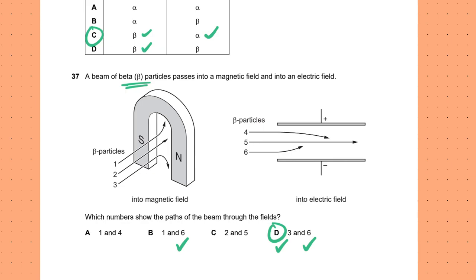Again, if you don't trust yourself, you can still try to do this using Fleming's left hand rule. Because this is beta, if it's traveling like this, because this is a negatively charged particle, the direction of conventional current would be opposite. Field lines would be north to south, and it's being deflected downwards, so it makes sense that it's 3, right?